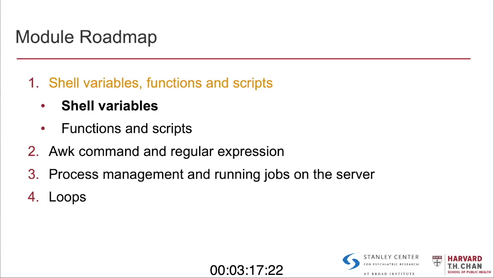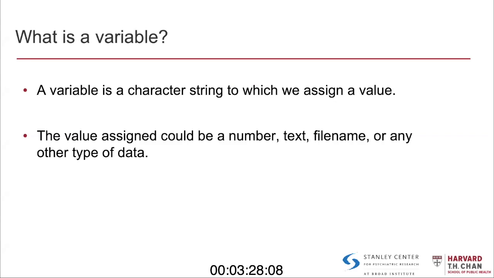So in this video, we are going to see what a shell variable is and how to define it. And then we're going to see how to define and run some functions. First, what is a variable? A variable is a character string to which we assign a value. This value could be a number, such as 1, 2, 3, 4, 5, a text, a file name, or any other type of data.